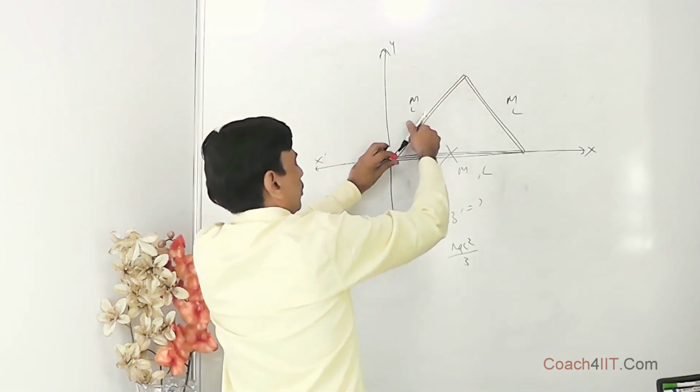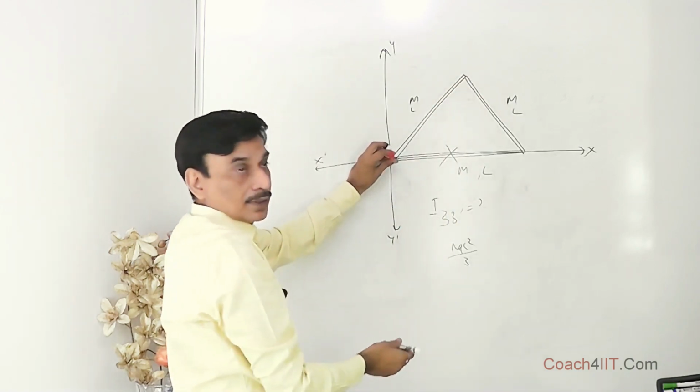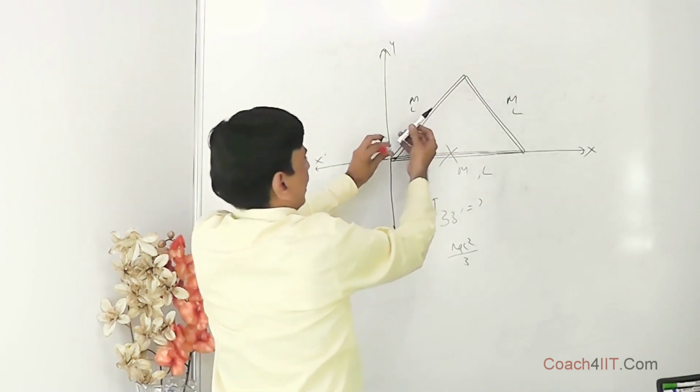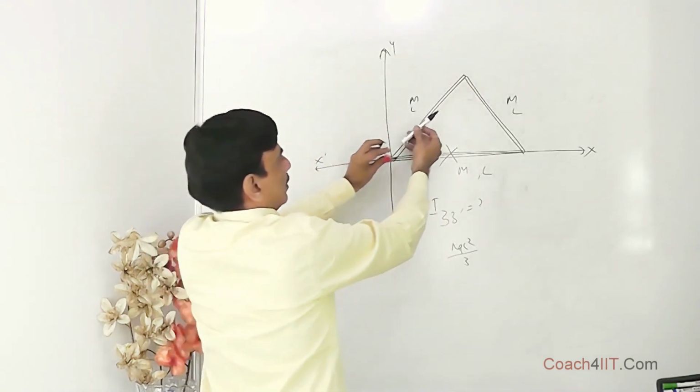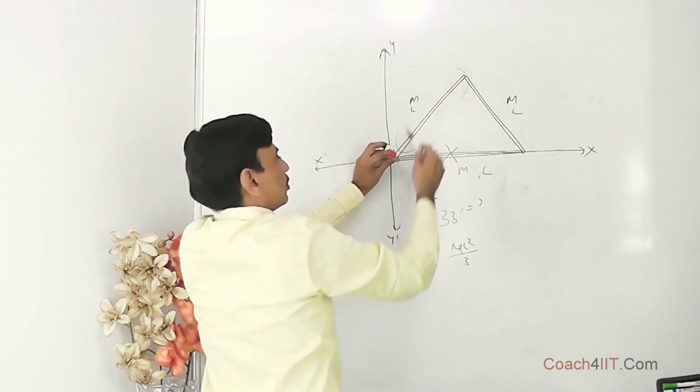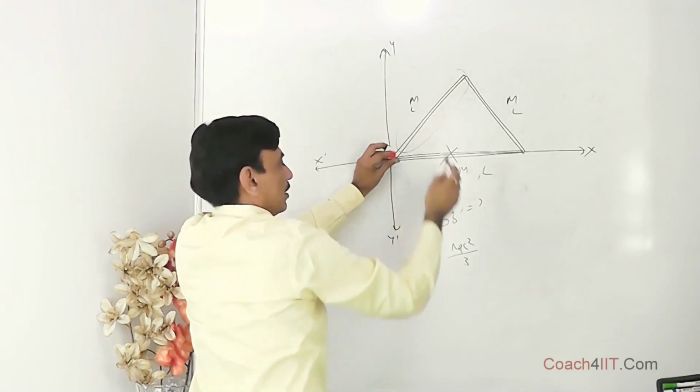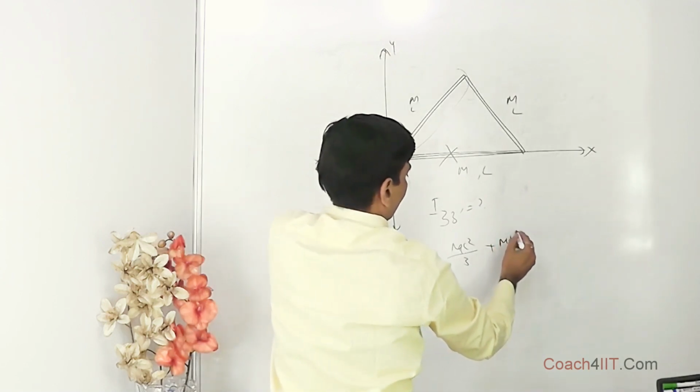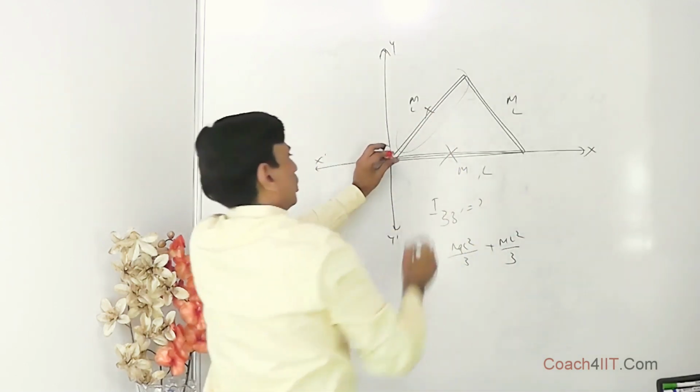For this rod about this axis, don't get confused with this angle. Once again this rod is perpendicular to the length, at an angle of 90 degrees. So how the mass is distributed about this axis is still ml square by 3. So plus ml square by 3. These two are done.